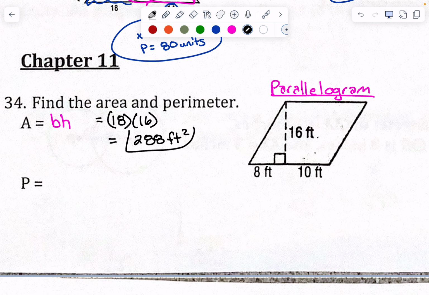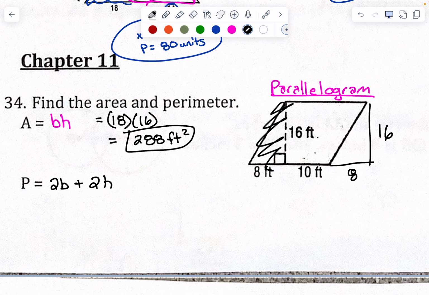Done. Now, perimeter is a touch harder. How do you find perimeter? Side plus side plus side plus side. Or you could do two bases plus two heights, right? You're adding them together. If you see that dotted line, if you cut that and put it on the other end, would it make a rectangle? Correct. Like 16 and 8 right here. So your base is still 18 and your height is 16.